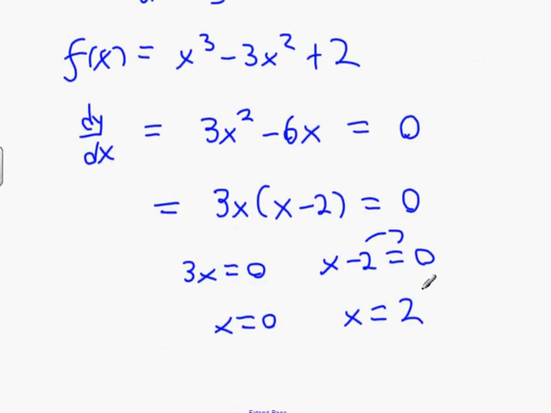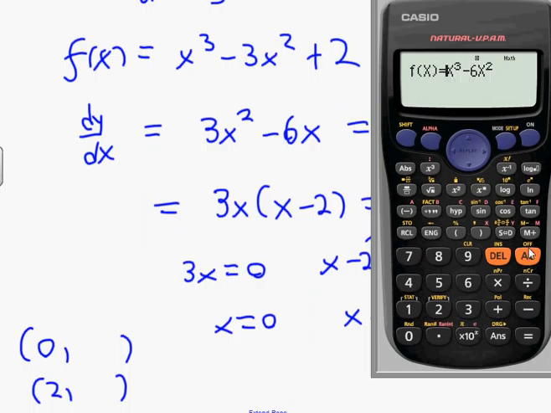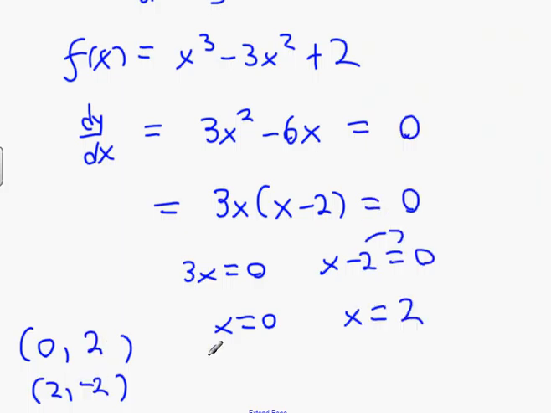So, any idea how to find the y values? 0 something and 2 something. Any ideas? Calculator. And you're going to go for x cubed minus 3x squared plus 2, from 0 to 2, step of 1. 0 to 2 is the first one, and 2 minus 2. So 0, 2 and 2, minus 2.